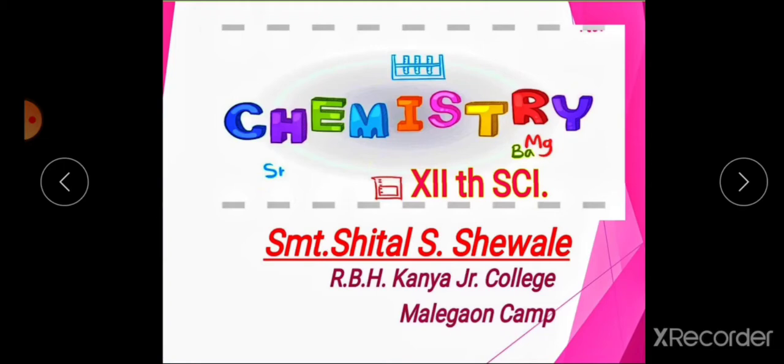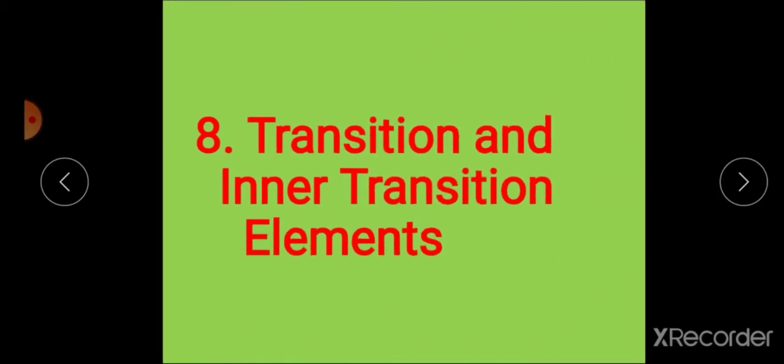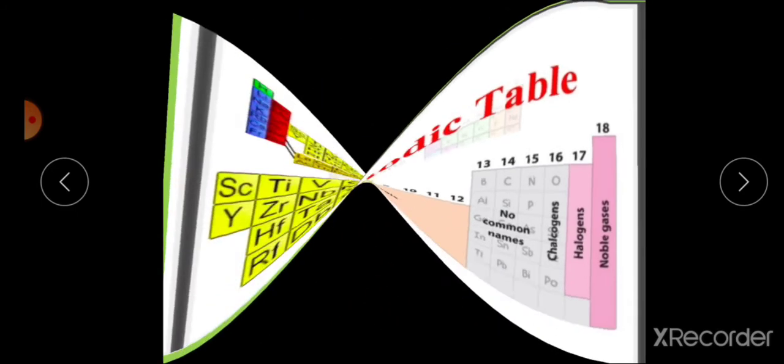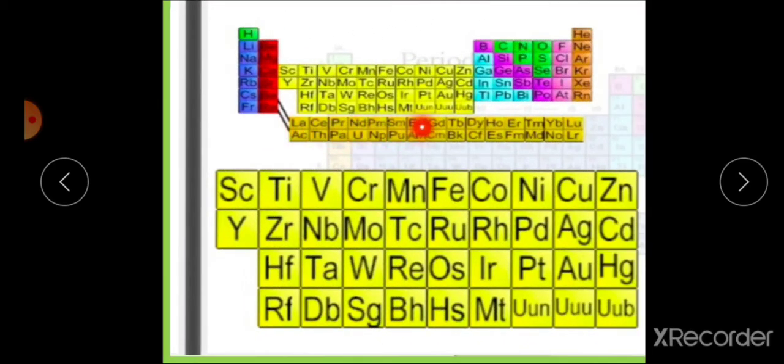Today we will start a new chapter in chemistry for 12th science, chapter number 8, transition and inner transition elements. We all know that the modern periodic table is divided into 4 blocks. At the left of the periodic table, the S block is present. At the right, the P block is present. At the middle, the D block is present, while at the bottom, the F block elements are placed.